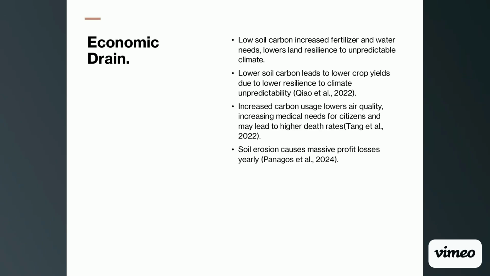When soil carbon is released, soil erosion often follows. This not only causes massive amounts of profit loss yearly, but costs millions of dollars in cleanup and disposal. A study done by Kiao and his team found that lower soil carbon is directly linked to lower yields and lower resilience to climate change and its effects. This causes massive profit loss in the agricultural sector, as well as influencing growing food shortages all over the state.